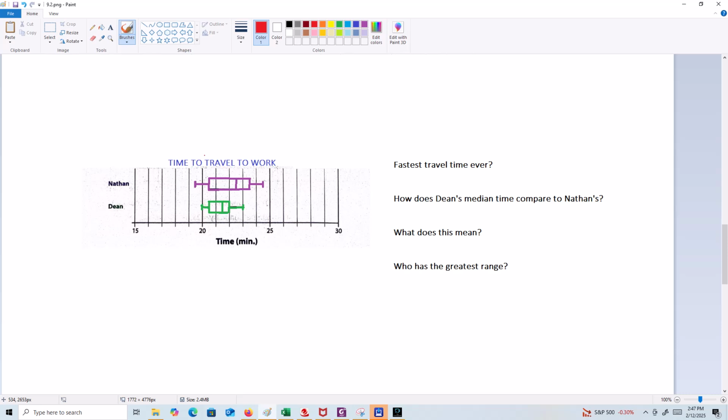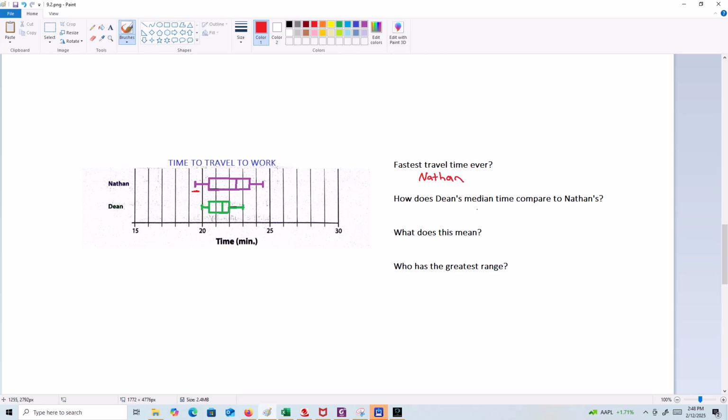All right, so this is all well and good, but really what is the point? Well, the box and whisker plots are helpful when you're comparing two sets of data. You can figure things out just by looking at the pictures. So who had the fastest travel time ever here? The fastest travel time ever is represented right there. It's the number that would be the smallest time. So Nathan had the fastest time between the two.